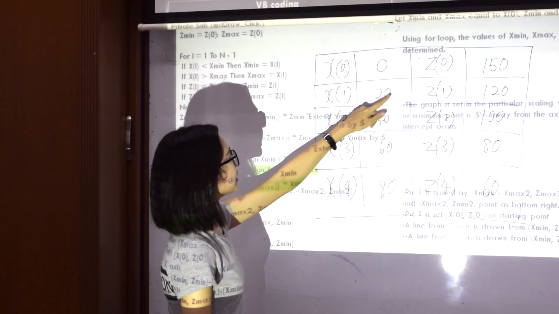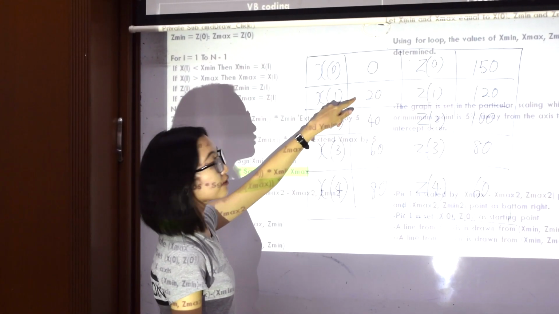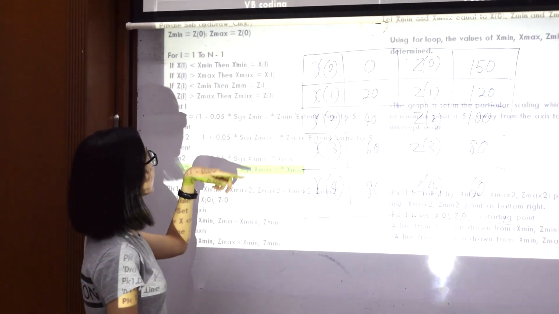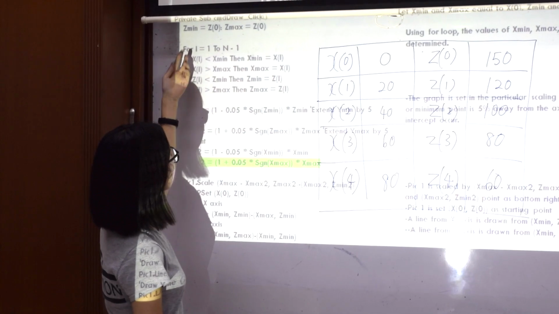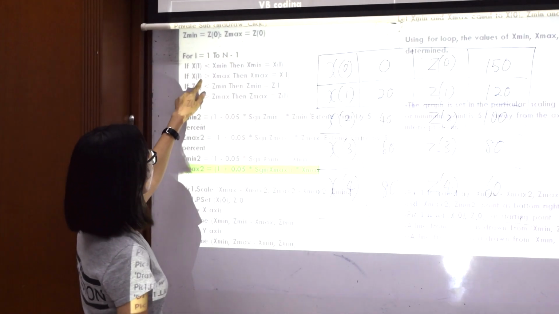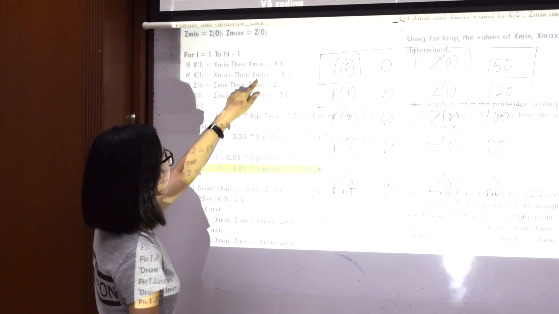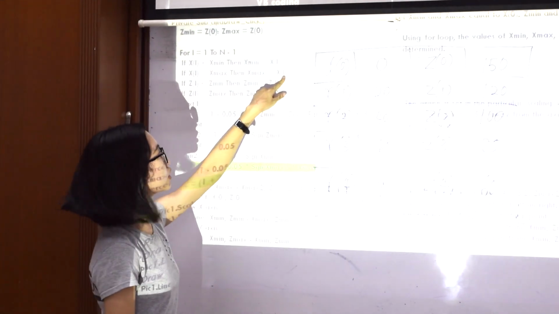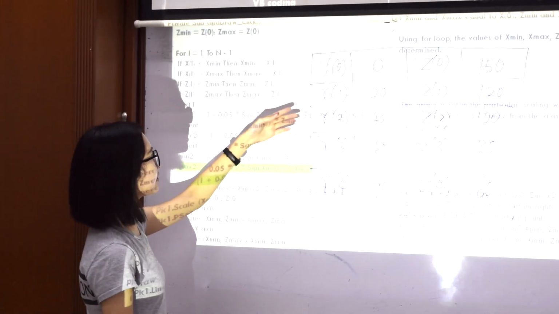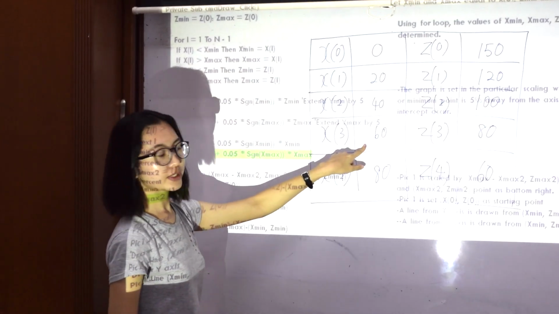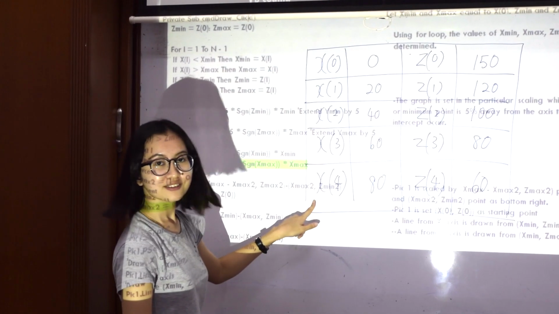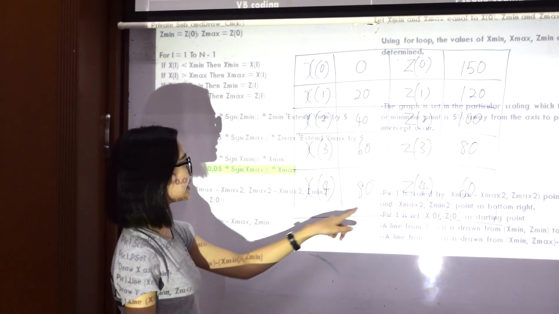So the time x1 is 20. So for the first loop, the x max will be 20. And for the second loop, repeat the loop. If x2 is larger than x max, then x max will be equal to x2. So for the second loop, 40 will be the x max, and so on. The third loop will be 60 for x max, and then for the fourth loop, the x max will be 80.